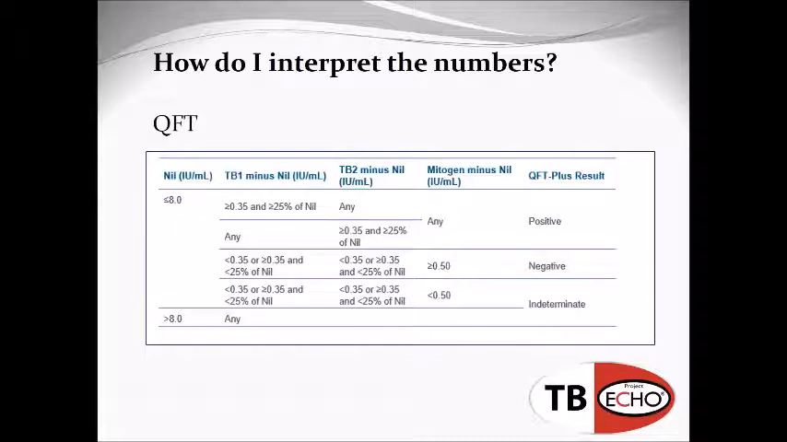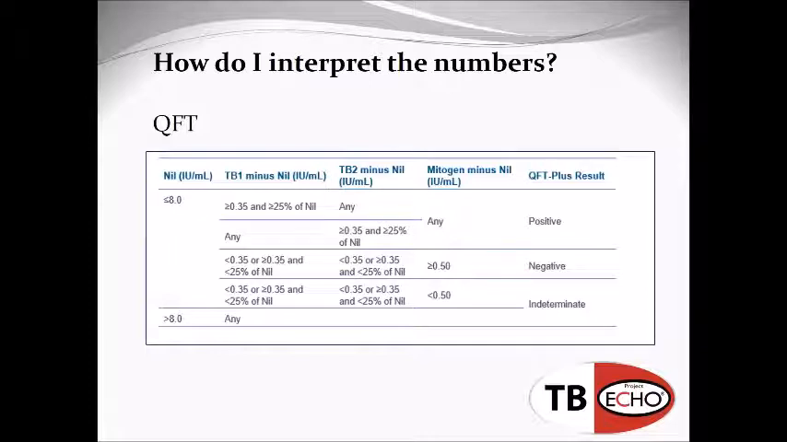For a QuantiFERON to be considered negative, again, the nil has to be under 8.0, and both the TB1 minus nil and the TB2 minus nil have to be under 0.35. There is an indeterminate category, and that is when either the nil is over 8.0 or the mitogen is under 0.5. In that case, you'd want to repeat the test.